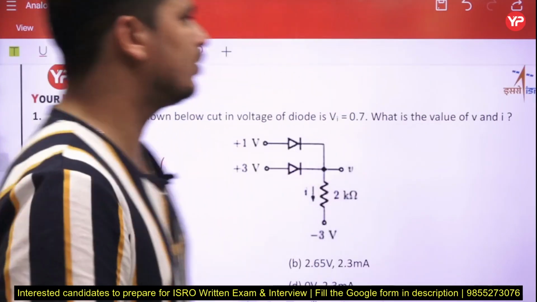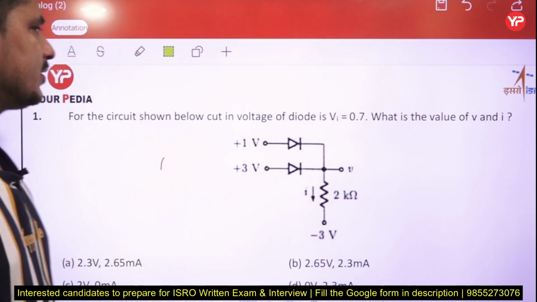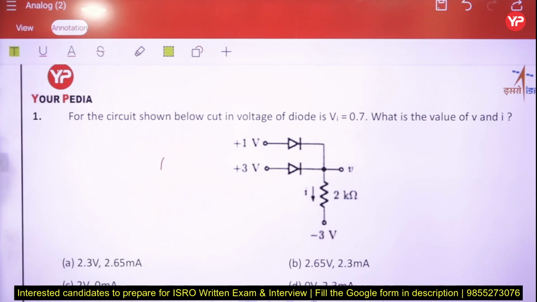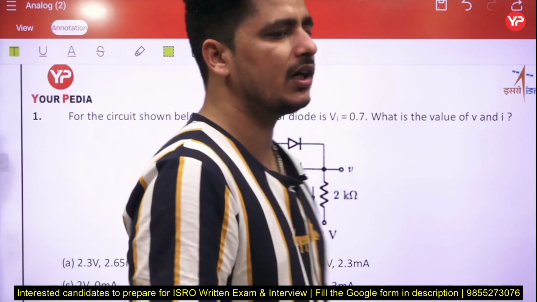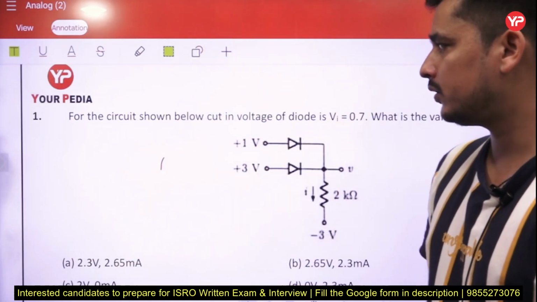So as you know, ISRO released the notification and the form filling is already going on. That is related to the scientific post, right? So today we are going to discuss some important questions related to that ISRO exam, and these are from the analog electronics subject, right?